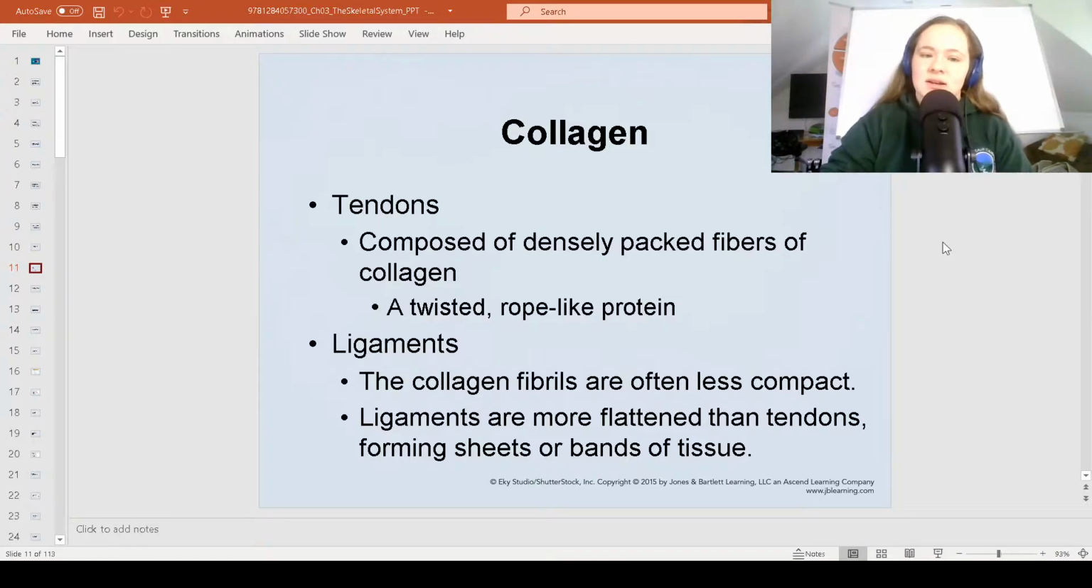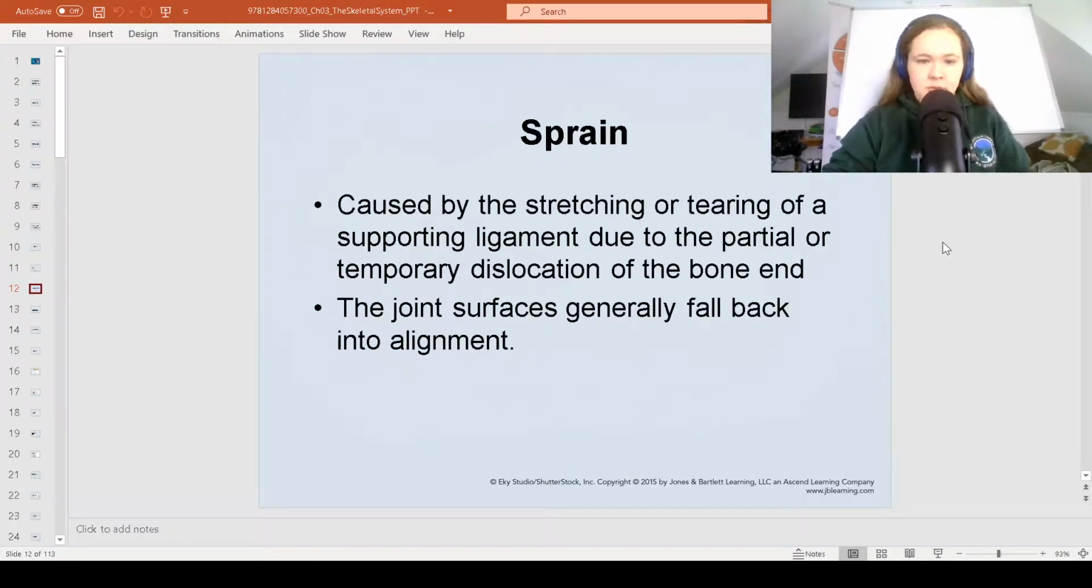Collagen. Tendons are composed of densely packed fibers of collagen twisted in a rope-like protein. In ligaments, the collagen fibrils are often less compact. The ligaments are often more flattened than tendons, forming sheets or bands of tissue. Sprains are caused by the stretching or tearing of a supporting ligament due to the partial or temporary dislocation of the bone ends, or the joint surfaces generally fall back to alignment.